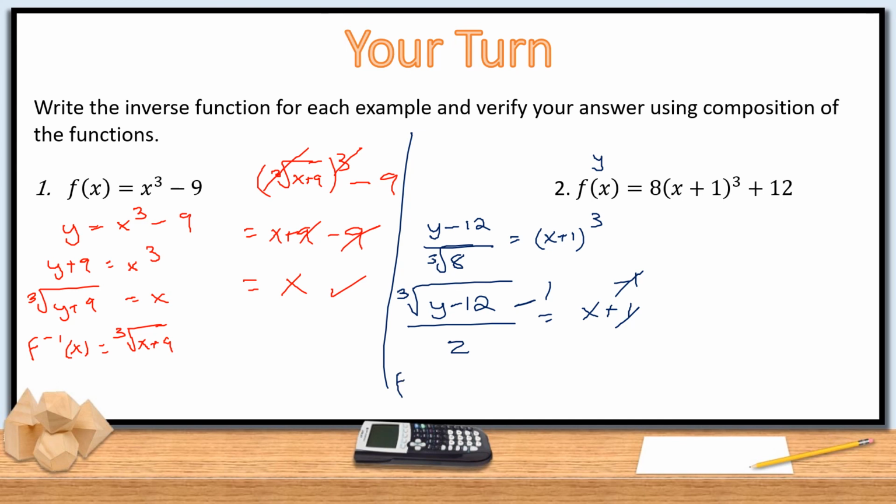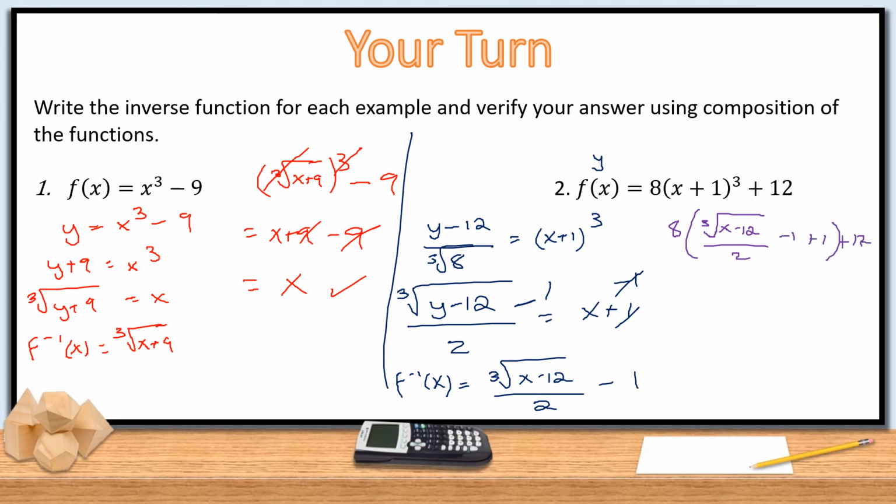So that means my inverse function is going to be the cube root of x minus 12 all over 2 minus 1. And then to verify it, we got 8 times cube root of x minus 12 all over 2 minus 1 plus 1 plus 12.